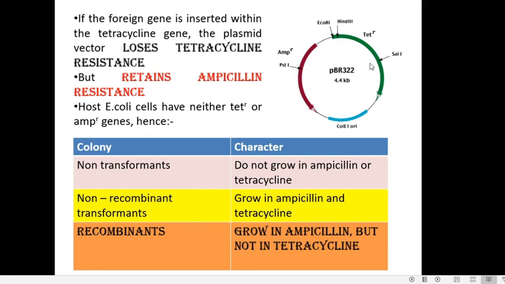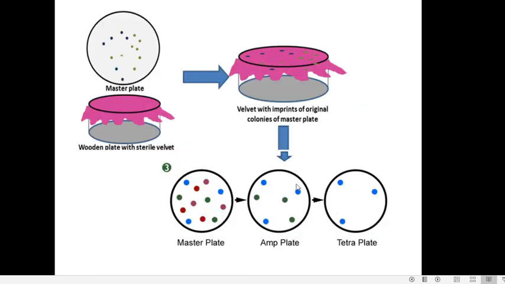What type of cells do you want? You want those cells which grow in ampicillin but do not grow in tetracycline due to the presence of the inserted foreign gene. So here, these are the colonies growing in ampicillin. Out of them, these are the colonies growing in tetracycline. But whom do you want? You want those colonies which grow in ampicillin but do not grow in tetracycline. They are 1, 2 and 3. They grow in ampicillin but do not grow in tetracycline.